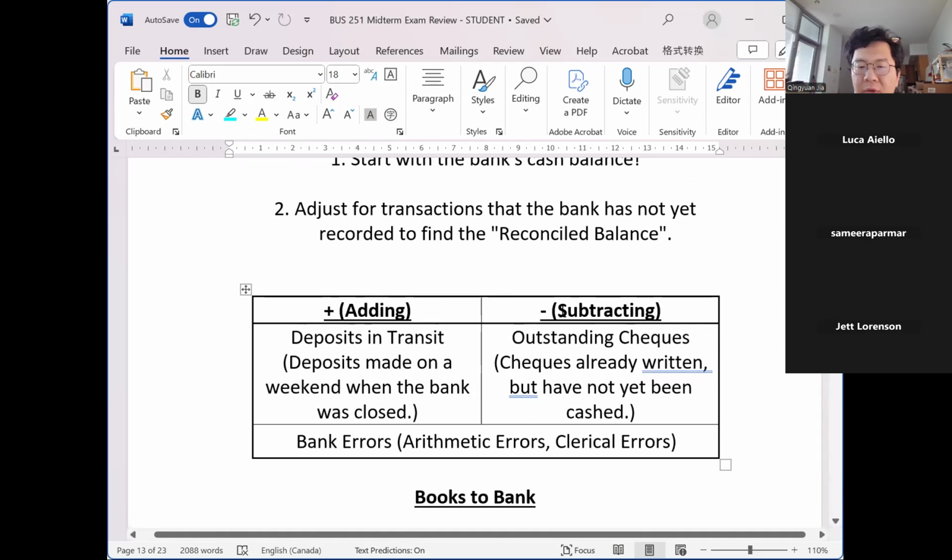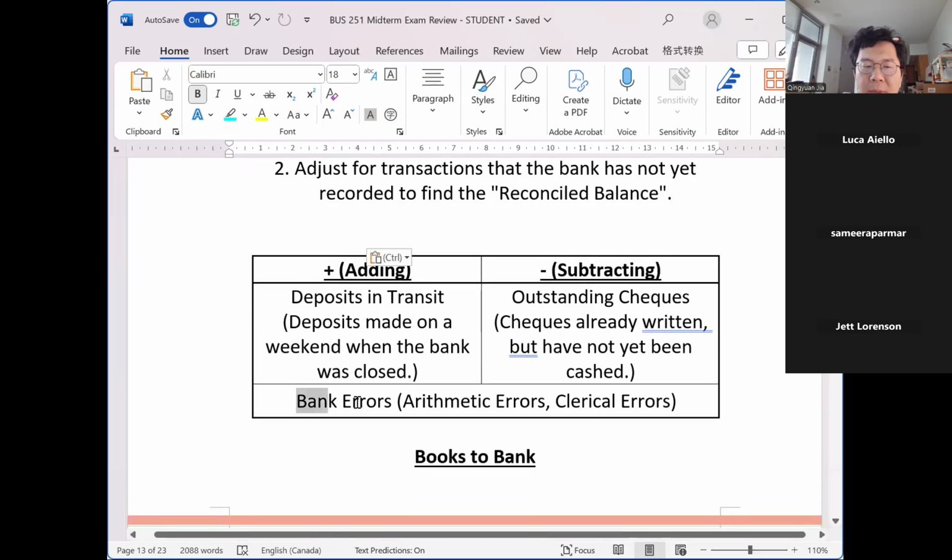And something we have to subtract is the outstanding check. So when we pay out the check, we will book this on our general ledger, but the bank doesn't know yet. It probably will take up to 6 months for the check holder to bring the check to the bank to cash it, right? Until that time, the bank will not be notified. So we have to subtract this part.